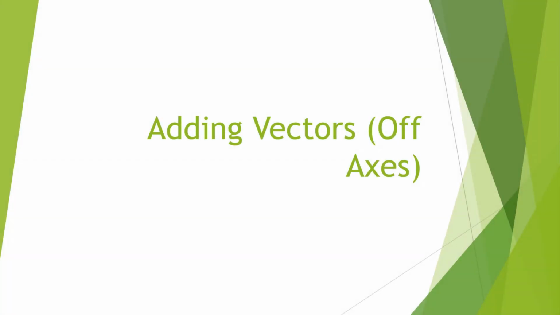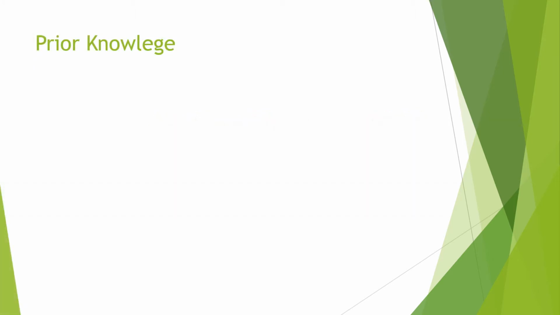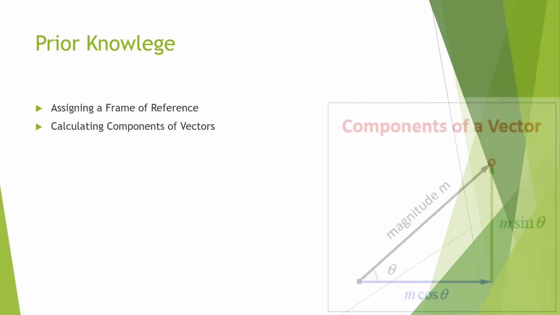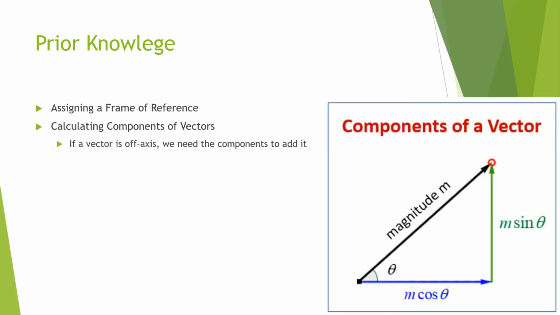Today we're going to be looking at how to add vectors that are off axes. There's a couple things we need to know based on our previous lessons coming into this. We need to be able to assign a frame of reference. We need to be able to calculate the components of the vectors, especially if a vector is off axis, we need those components to be able to add it. And then we need to remember how to add components. So once we have our final components of the vector, we need to get our overall resultant.